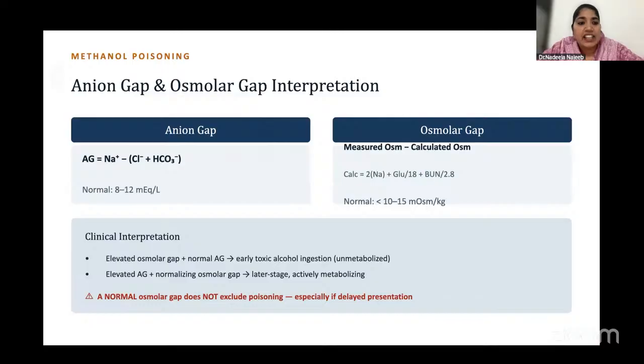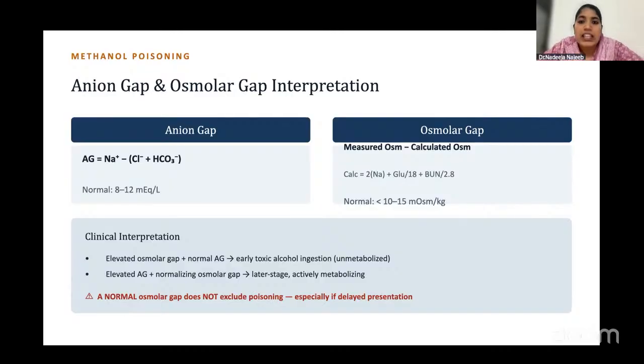So what is the clinical inference from this? Elevated osmolar gap plus a normal anion gap indicates an early toxic alcohol ingestion. It can be methanol, it can be ethylene glycol. Elevated anion gap with normal osmolar gap indicates a later stage, actively metabolizing stage.